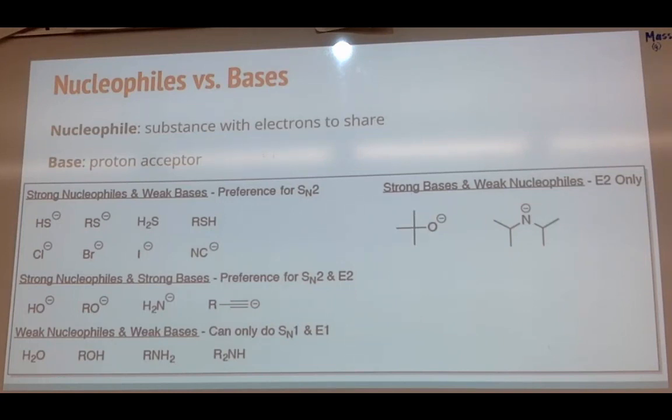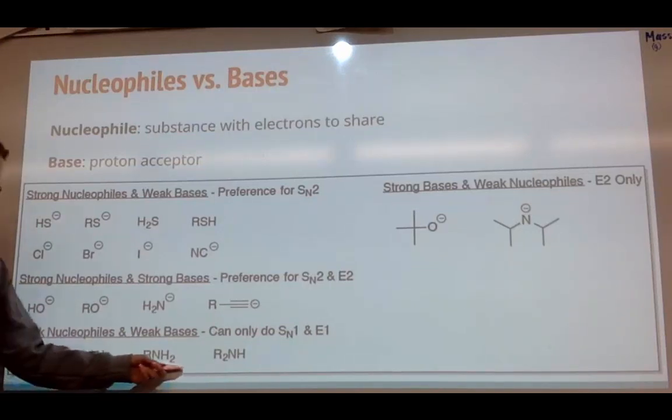Alcohols. Make sure you pay attention to the difference between an alcohol, CH3OH, versus NaOH. NaOH is an ionic salt. That will break apart into Na plus and OH minus. Alcohols are covalent compounds. You can't break them apart.